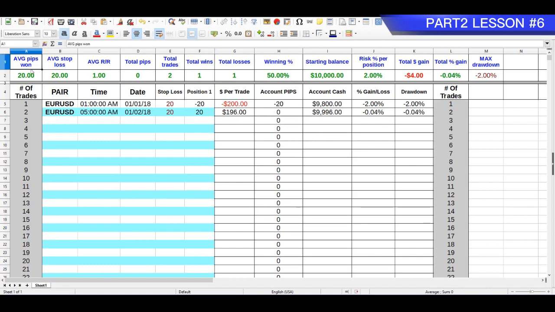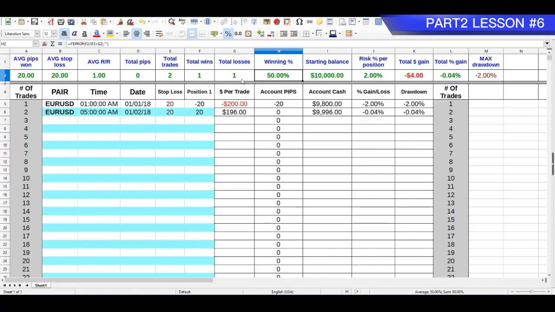Here, starting from the left, you can see that we have our average win in pips. What this is going to give you is every time you win a trade, the amount of pips you won based on your stop loss and target that you plug in. You also have an average loss, which will give you your average risk reward. Obviously, we've had a 20 pip win and a 20 pip loss. We have a one-to-one risk reward so far using this strategy based on this spreadsheet's calculations. We have a total win in pips, which is going to be 0 because we lost 20 and then gained 20. We have two total trades with one win, one loss, giving us a 50% winning percentage.